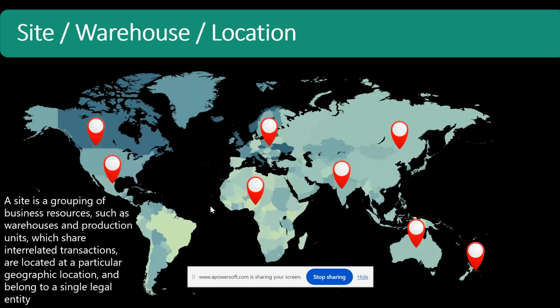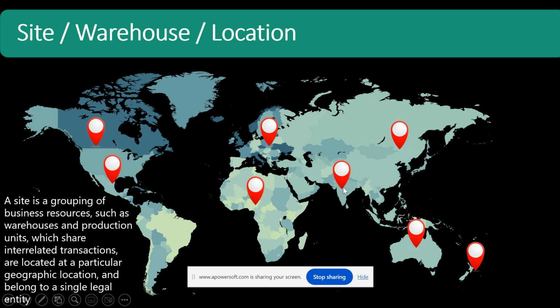Okay. So first, let's try to understand what exactly a site is. A site is basically a grouping of business resources such as warehouses and production units, which share interrelated transactions and are located at a particular geographical location. You may have business operations across the world, and you may have specific sites in maybe Europe, America, Canada, India, Australia, or China. So these are all geographically apart locations, right?